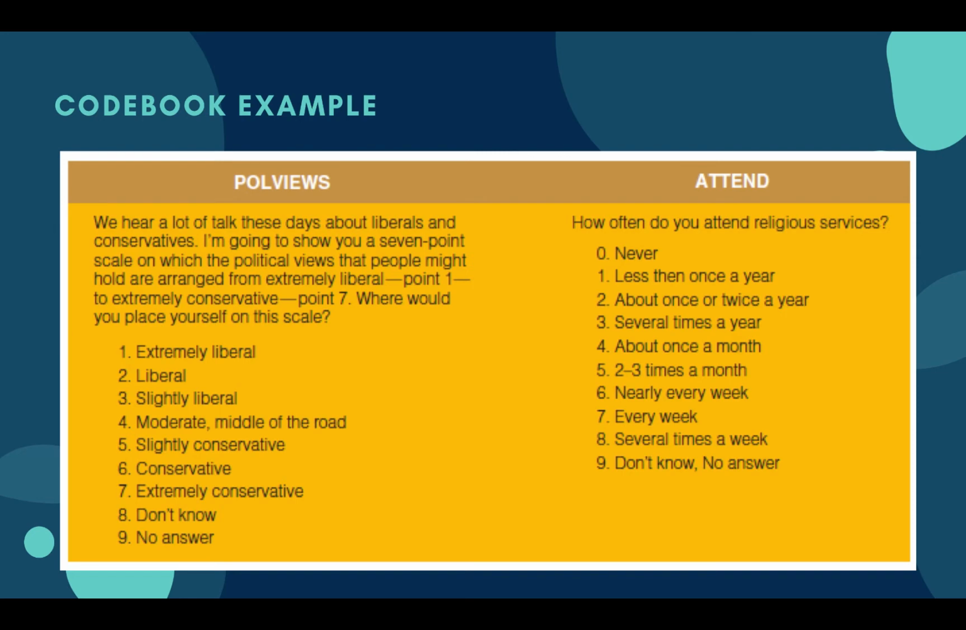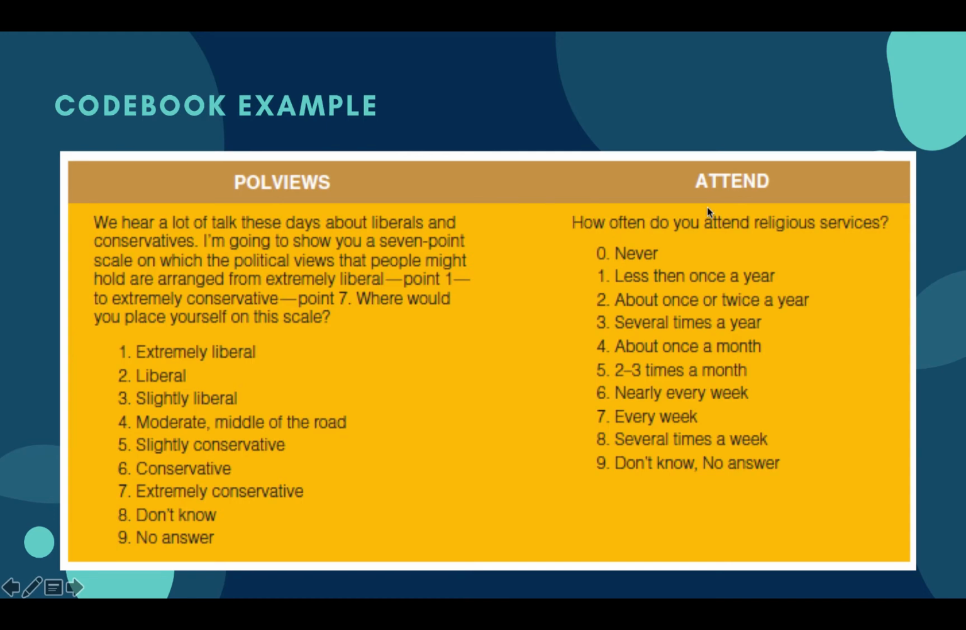It's called poll views and attend. So the poll views variable says we hear a lot of talk about liberals and conservatives. I'm going to show you a 7-point scale in which the political views that people might hold are ranged from extremely liberal, 0.1, to extremely conservative, 0.7. Where would you place yourself on this scale? So poll views is basically asking them, do you identify as extremely liberal, liberal, slightly liberal, moderate, all the way through extremely conservative? And then you see 8 and 9, which are don't know and no answer.